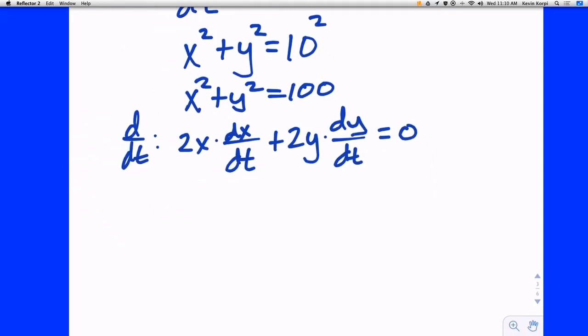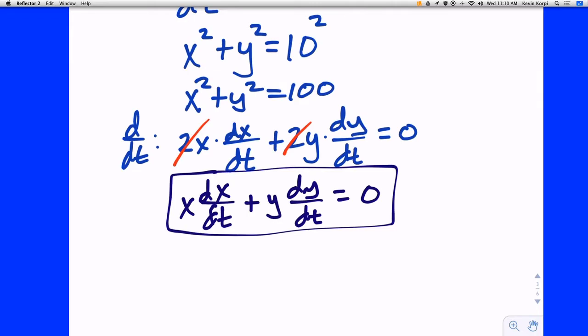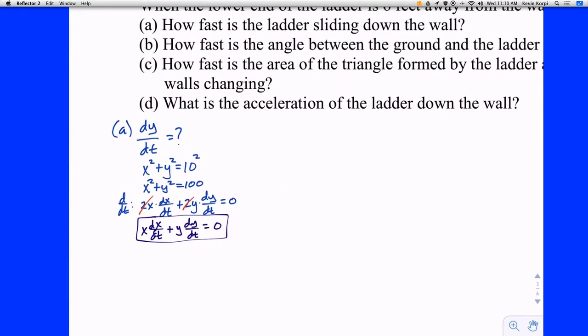All right, so if you want to, just like we did yesterday with the Pythagorean theorem, there is a 2 that is a common factor that you could divide out all the way through, and you can end up with a maybe nicer version. X dx dt plus y dy dt equals 0. And if you want to solve that explicitly right now for dy dt, that's fine. That's your prerogative. You could do that. I'm just going to go ahead and leave it like this as my rate equation, and then I'll plug in and then solve.